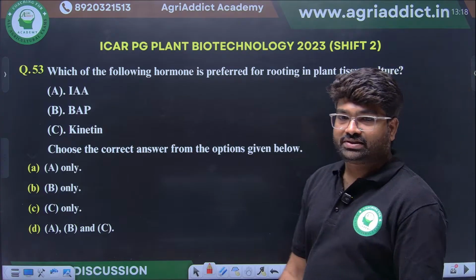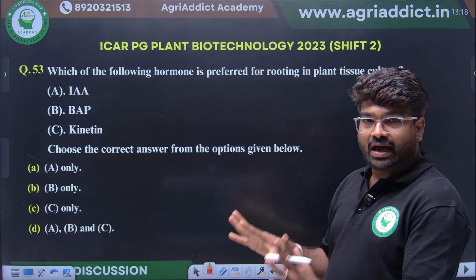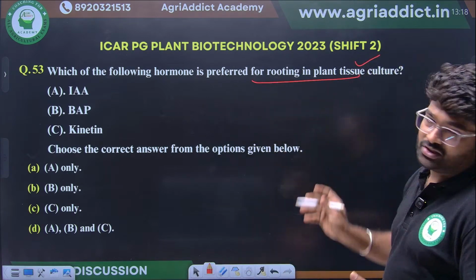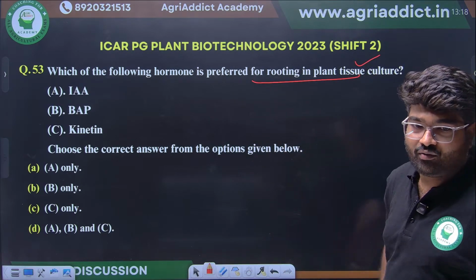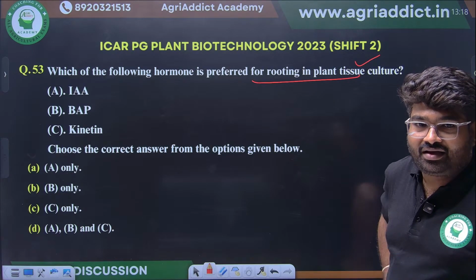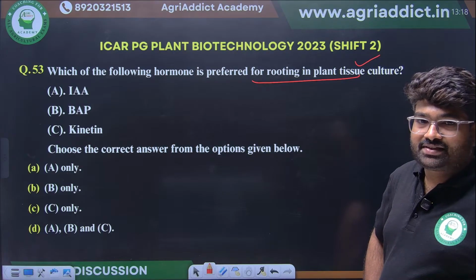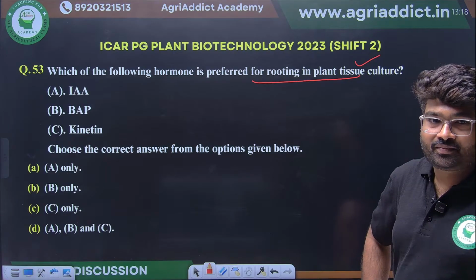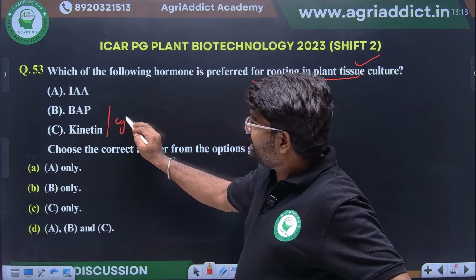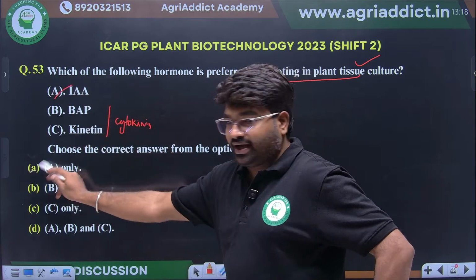Plant hormone question, another important and simple question. Which of the following hormones is preferred for rooting in plant tissue culture? For rooting, what will we prefer, auxin or cytokinin? Rooting means a high concentration of auxin should be there, among these two, cytokinin. So the right option will be auxin, A only.